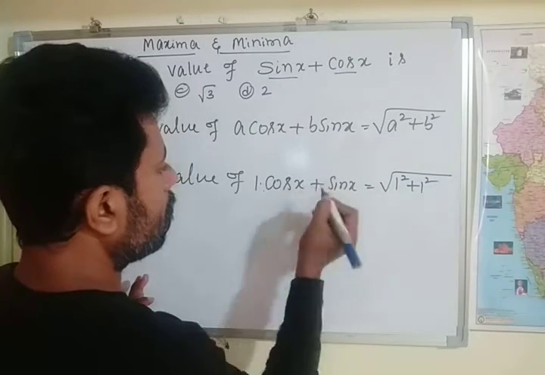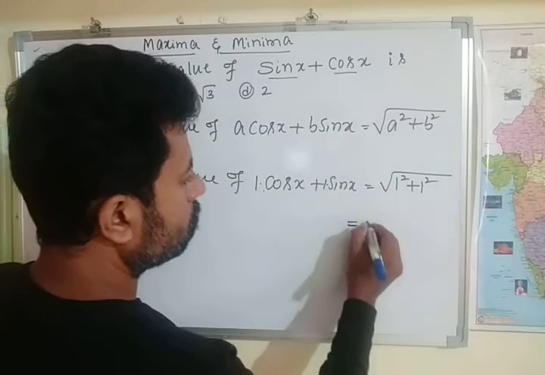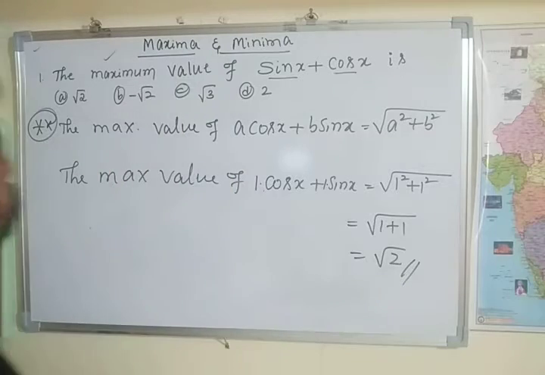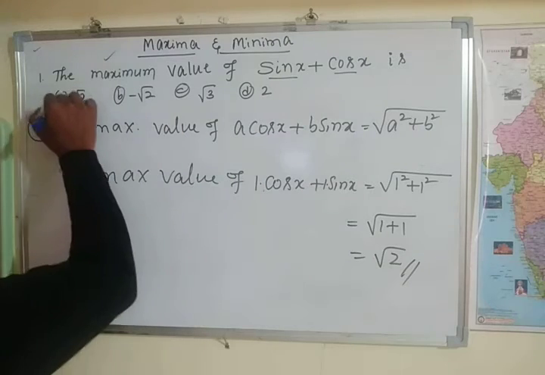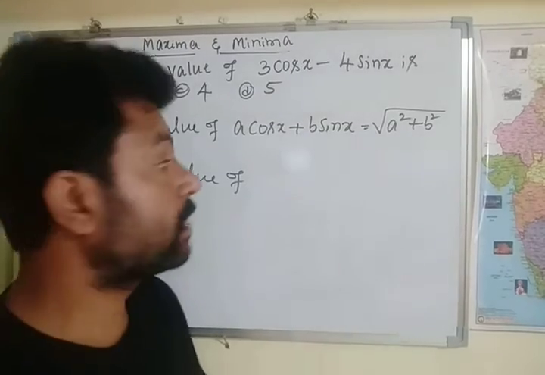See here 1 into cos x, here also 1 into sin x form. Root of 1 square plus 1 square is equal to root of 1 plus 1, which is equal to root of 2. See here, observe the options. Option A is the correct option. Next we try the next example, the second one.